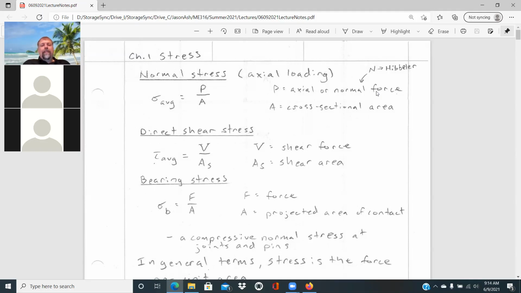Bearing stress is also looked at. That's really that compressive stress that develops through like pin type connections. And it's really just that force divided by that projected area of contact. Again, which is just a compressive normal stress at joints and pins.